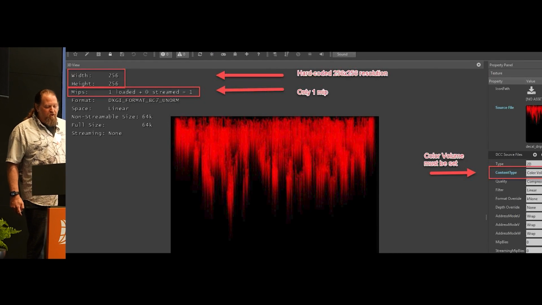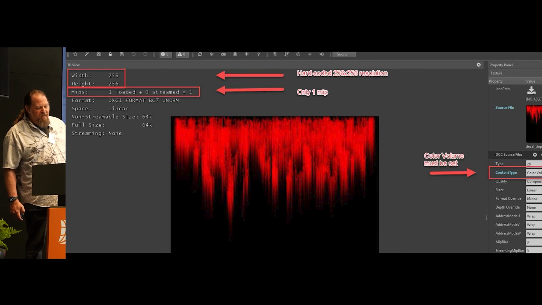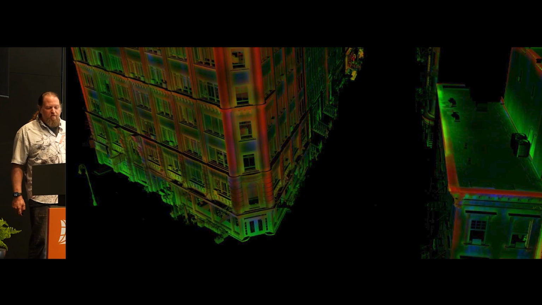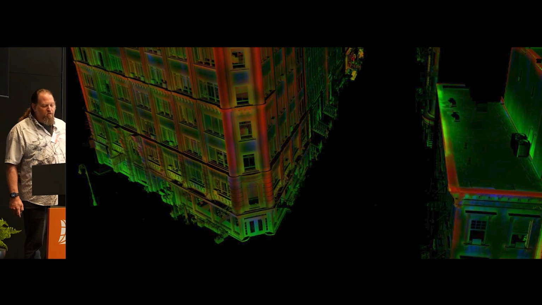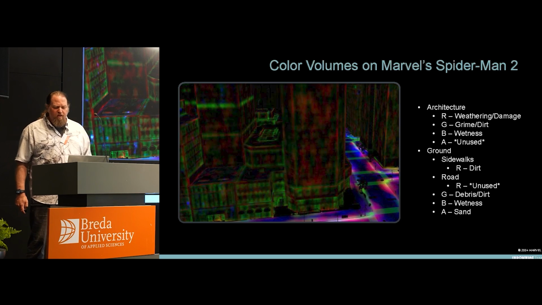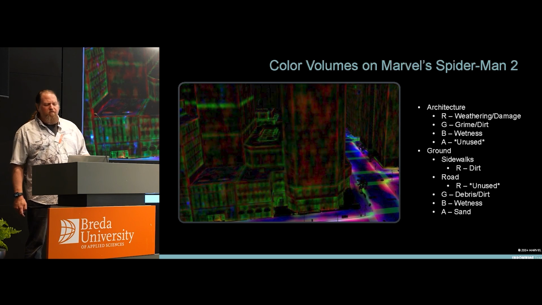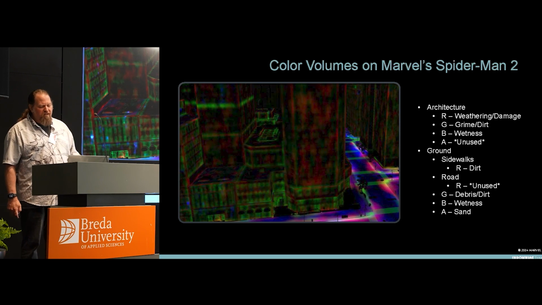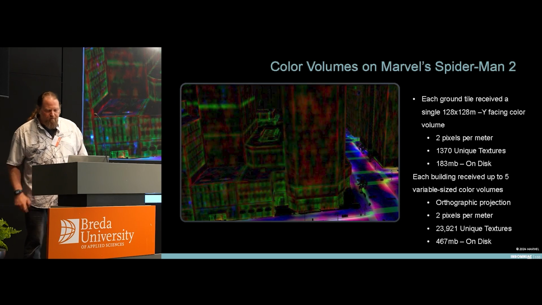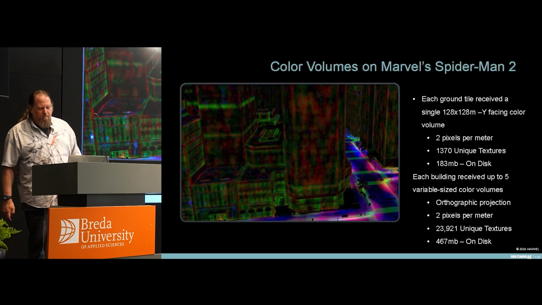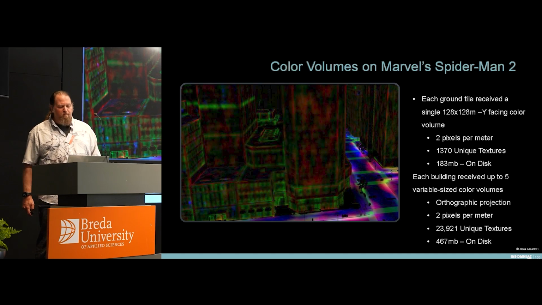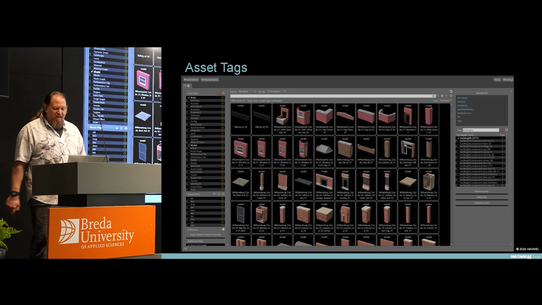In a weathering texture, the red channel might look something like this. And when applied to building prefabs in the open world, we can view the raw results of the color volumes. Depending on the use case, each color channel can drive some material properties such as weathering, damage, grime, dirt, or wetness. We assign a color volume per direction to each building prefab and 1 color volume to the ground prefab in each tile. For Marvel Spider-Man 2, we added an asset tagging system.